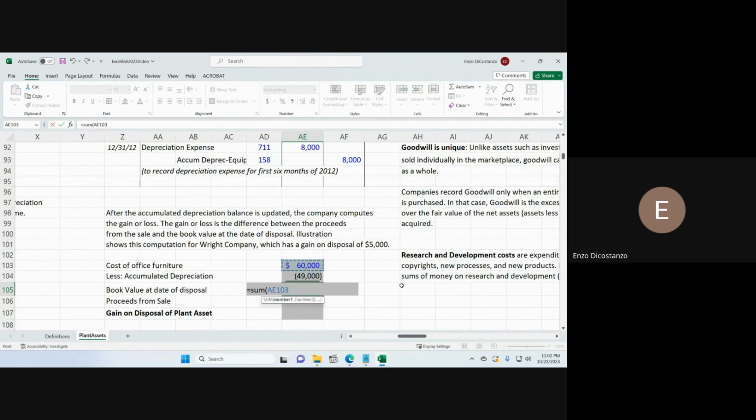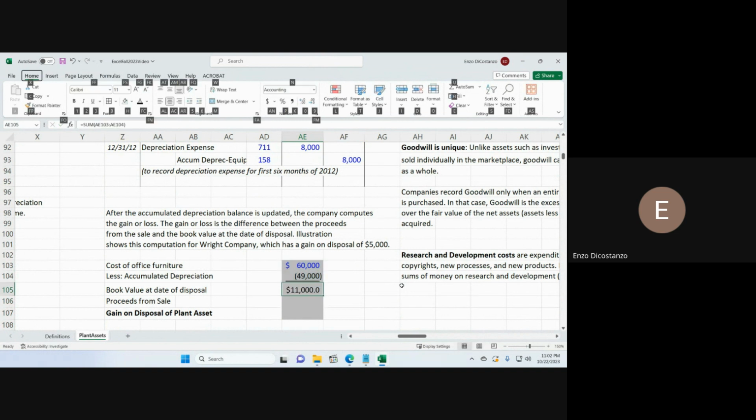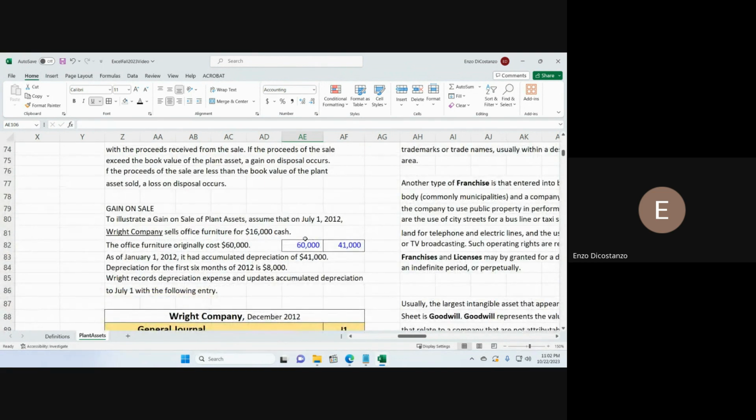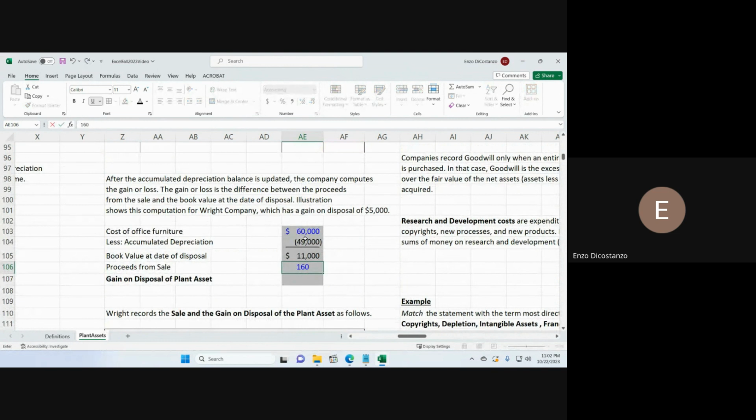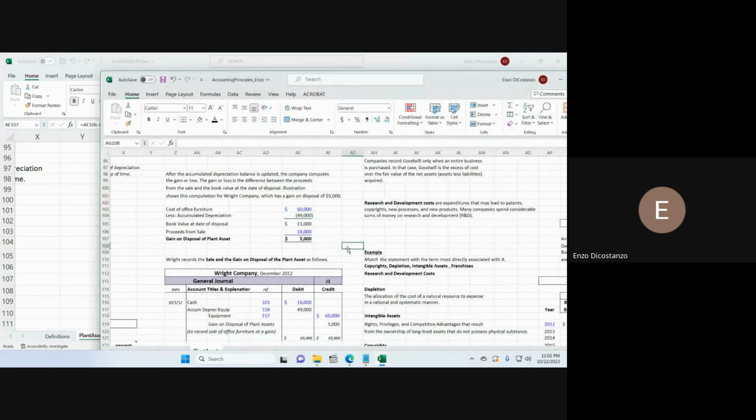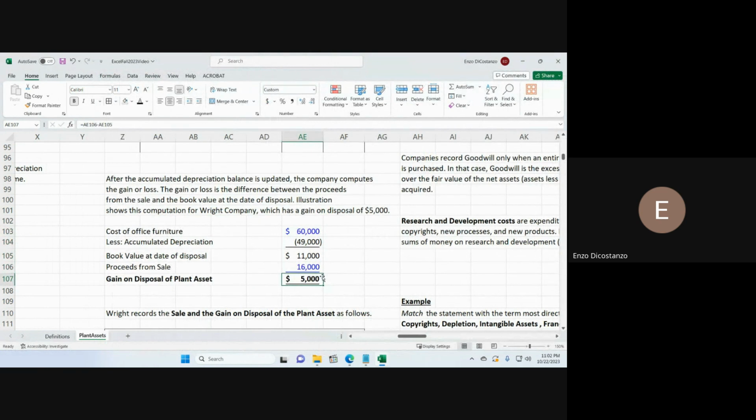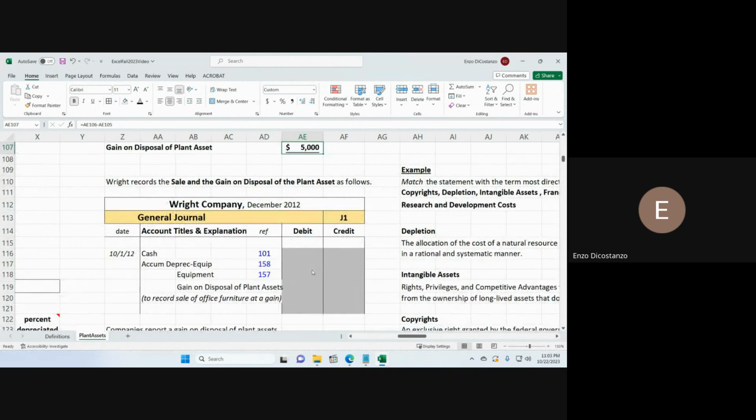So the book value at the sum is 11,000. Okay, the proceeds are 16. So the gain would be the 16 minus that 11,000. And again, you also have to know what you're computing. Did the math tell us that? Well, it did, because if the proceeds from the sale are 16,000, the book value is 11. You're selling something that you're holding on your balance sheet at 11. You're selling it for 5,000 more. So that's a gain. So we did all of that.